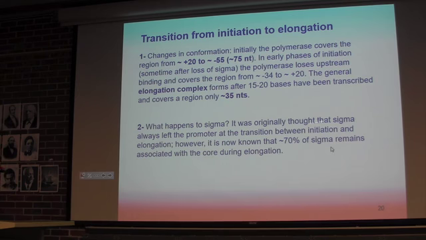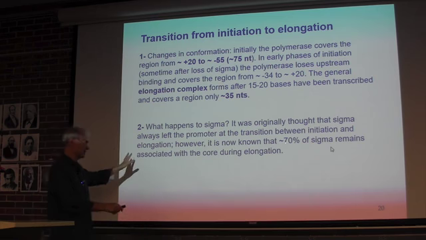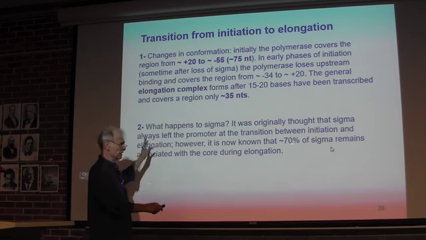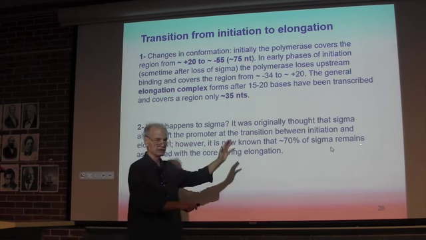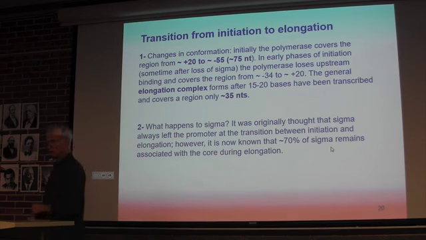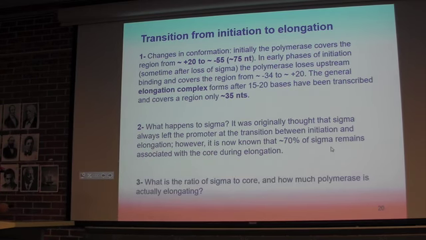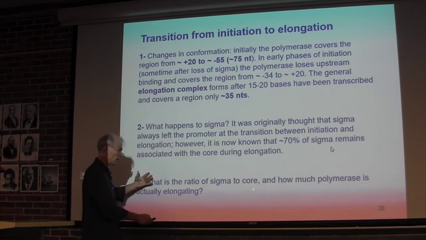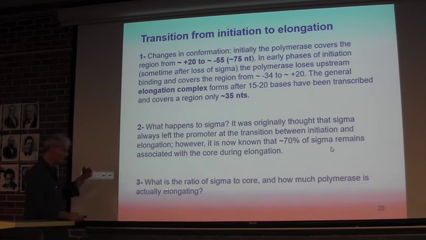What happens to sigma is, originally it was thought that it always left the promoter, but now we know that about 70% remains associated with the core doing elongation. Well, this is kind of misleading. 70% begins to ride and it slowly dribbles off, depending on how long the polycistronic transcript is. A question like this one on exams: what's the ratio of sigma to core and how much polymerase is actually elongating?